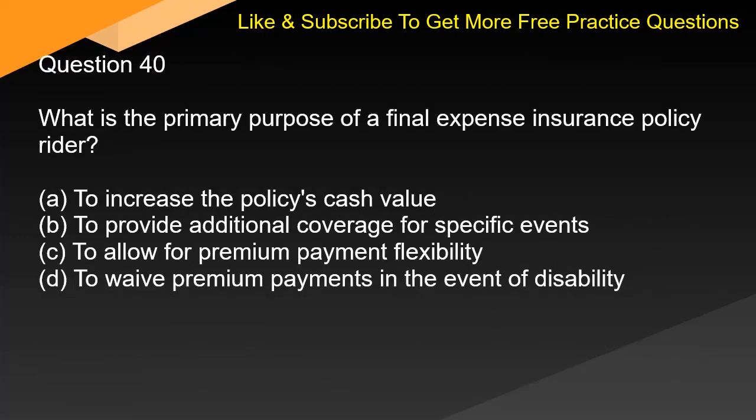What is the primary purpose of a final expense insurance policy rider? A. To increase the policy's cash value. B. To provide additional coverage for specific events. C. To allow for premium payment flexibility. D. To waive premium payments in the event of disability.